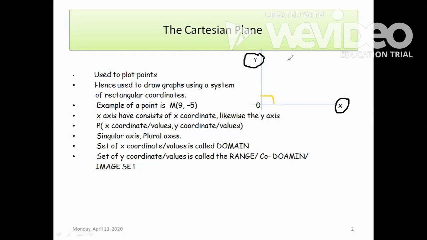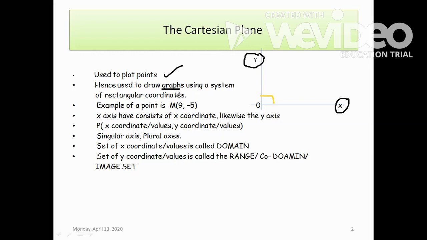Alright, what's the purpose of the Cartesian plane? Well, we use it to plot points. And hence we use the Cartesian plane to draw graphs. And when drawing a graph, we use a system of rectangular coordinates.